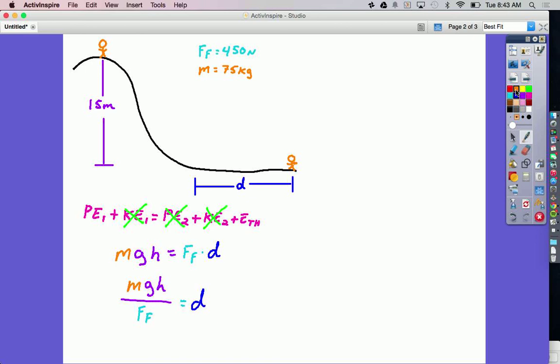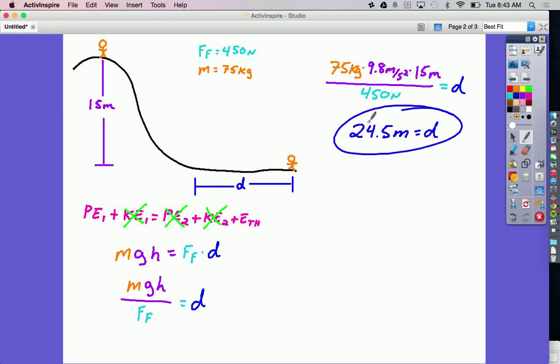I'm just going to plug in my numbers. The mass of the skier is 75 kilograms. g is always 9.8 meters per second squared. The h is given in the problem at 15 meters. And we are dividing all of that by the force of friction, which is 450 newtons. And when I plug that into my calculator, I know that the skier travels 24.5 meters before coming to a stop.